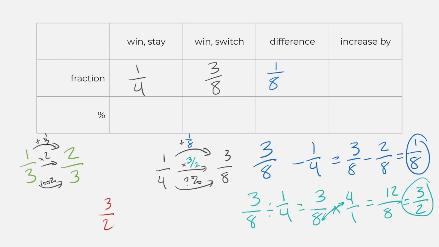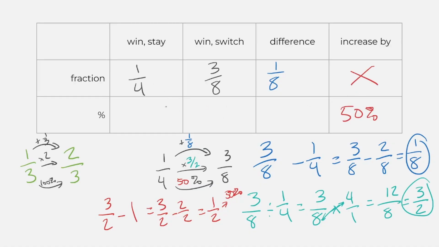So that's 3 over 2 minus 1, which is 3 over 2 minus 2 over 2, which is just 1 over 2. And that's going to be 50%. So that's our increase by 50%. And remember, we don't fill in this box. So now we just need to convert these to percentages.